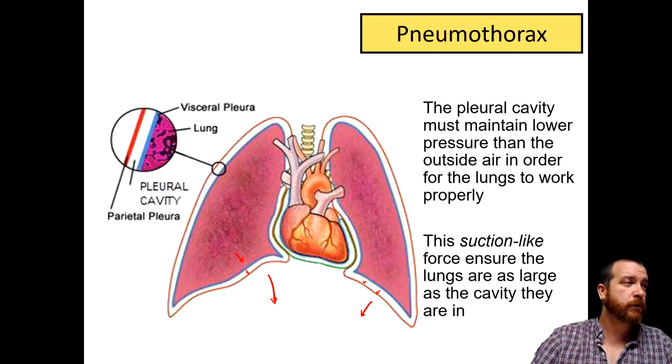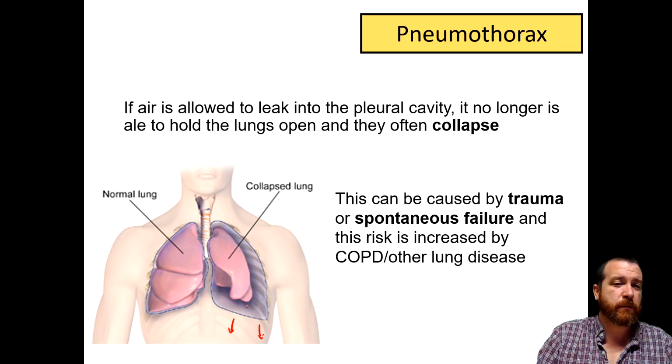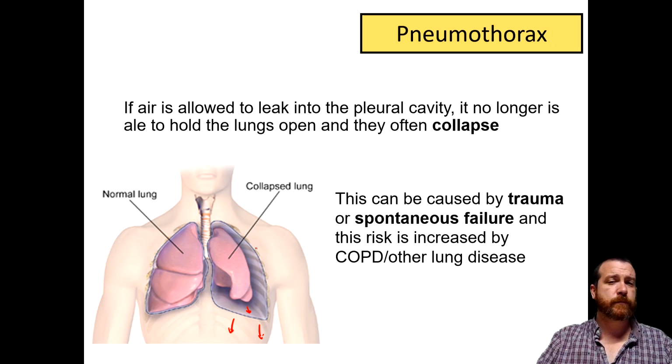The fact that this is a closed chamber means that this is going to just kind of suck the lungs open. The problem with this system is if we have some kind of puncture. If air is able to leak into this pleural cavity, air is fairly compressible. So if I'm trying to draw down on this parietal version of the pleura, it's not necessarily really going to pull that lung tissue anymore, and that lung tissue is going to shrink up, right? It's going to collapse.